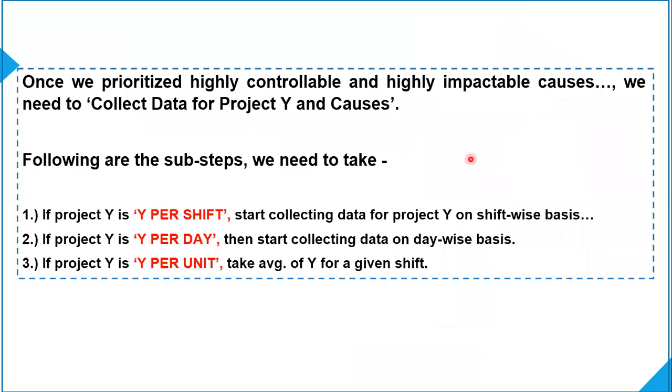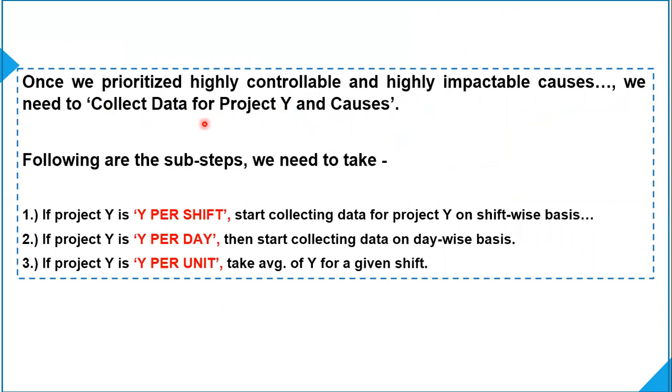Right. Once we prioritize highly controllable and highly impactable causes from the CI matrix, we need to collect data for project Y and critical causes. In our current case, project Y is PT non-compliance. So we need to collect data for project Y and causes. This is major phase data collection.